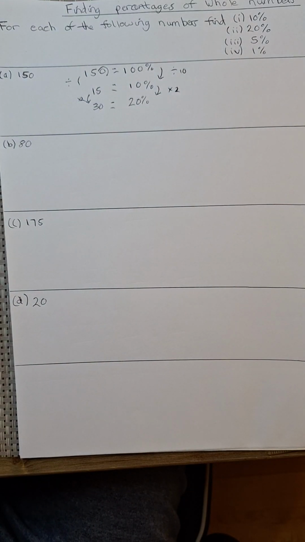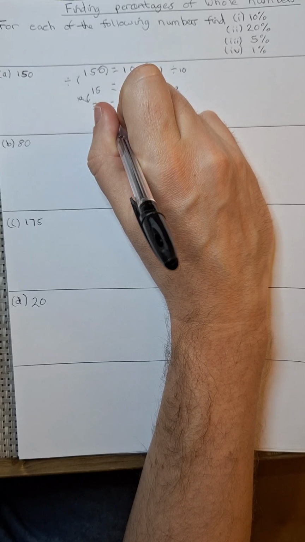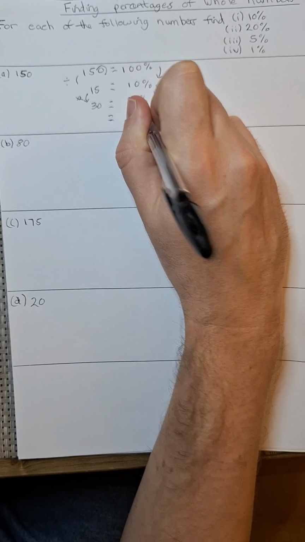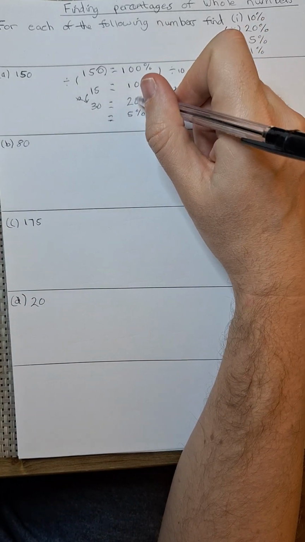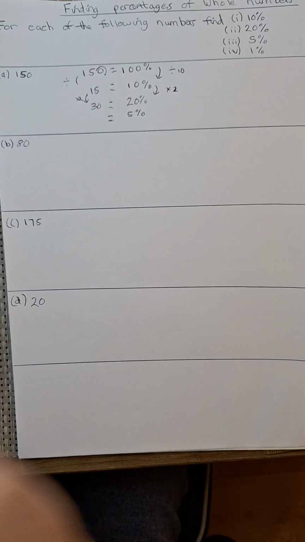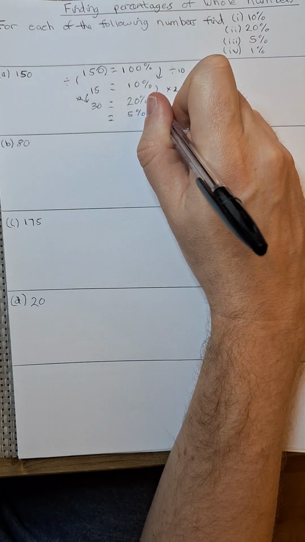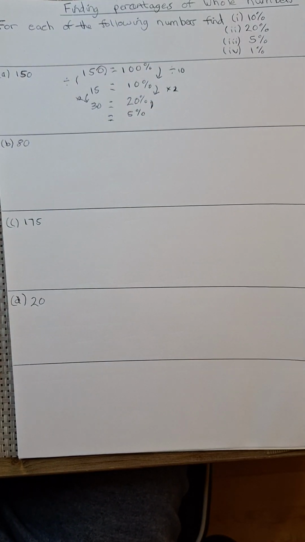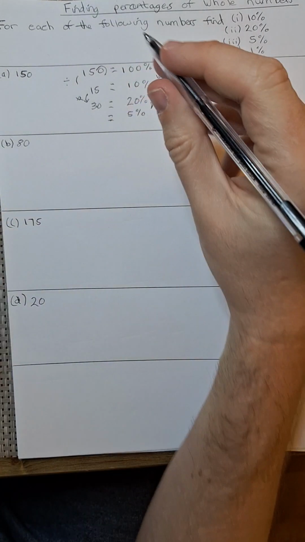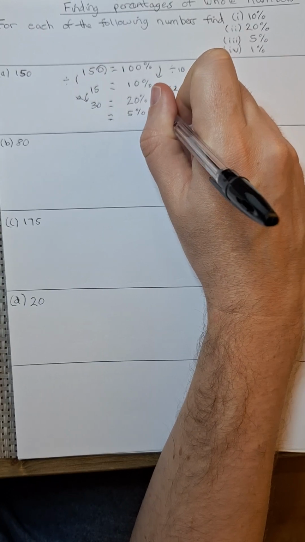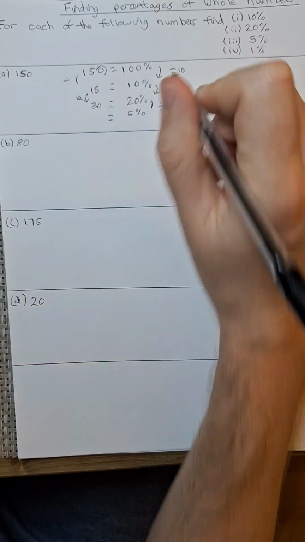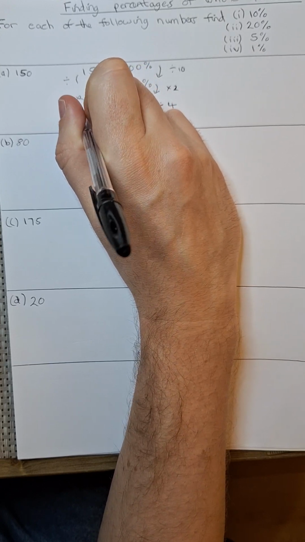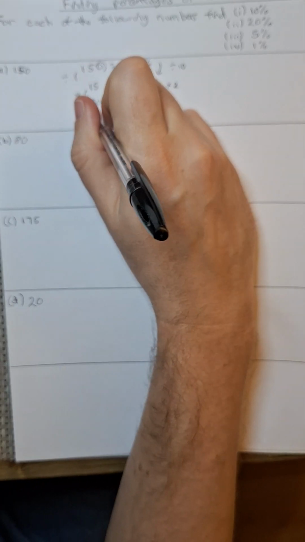So actually that's 20%. To get 5%, again we've got two options here. We can use our 10% or we can use our 20%. I'm going to use our 20% here. To get from 20 to 5 we do 20 divided by 4, which equals 5, and we simply do 30 divided by 4 here. So 30 divided by 4 is 7.5.